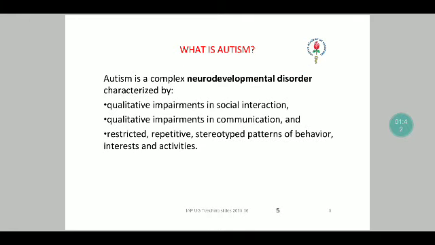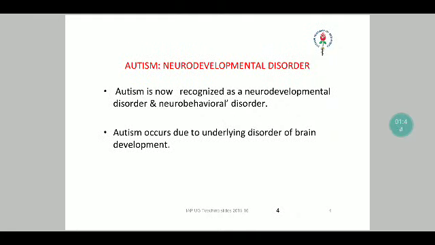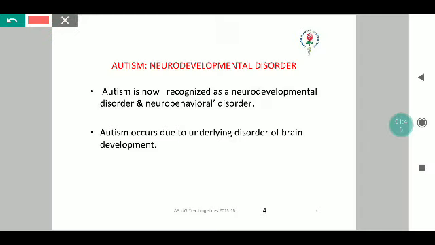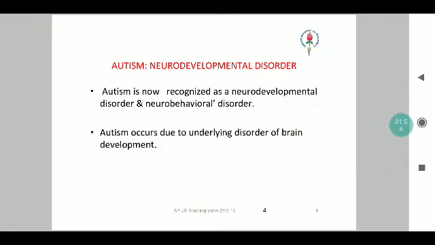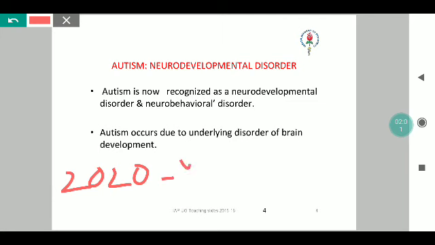Before moving on to what autism is per se, I would like to mention that April is Autism Awareness Month and April 2nd is Autism Awareness Day. And the theme for 2020 is Make It the Year of Kindness. So the goal for this year is to make it the year of kindness.